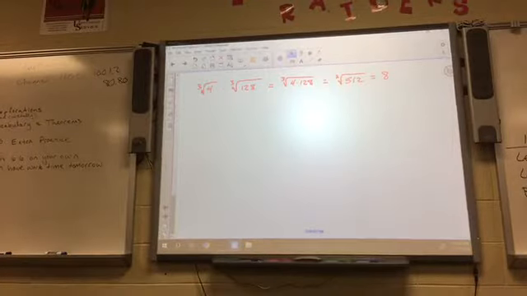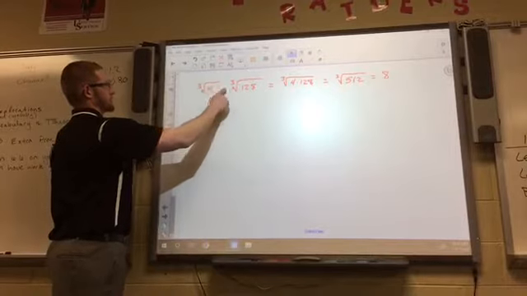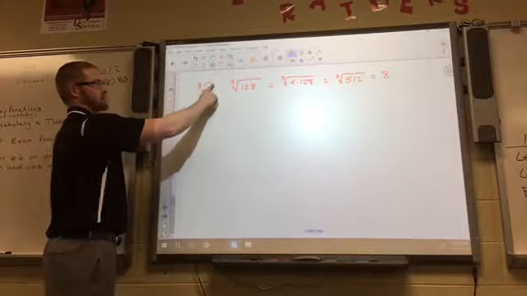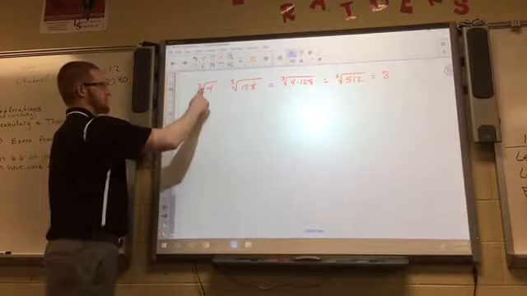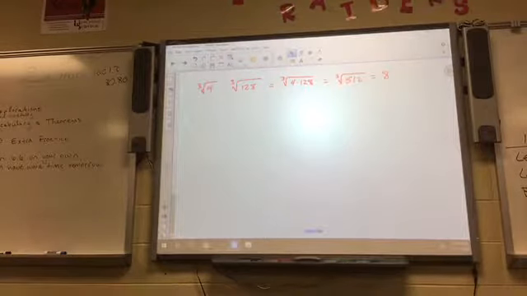Could you have done it the cube root of 4 times the cube root of this? Yeah. But the cube root of 4 is going to be a decimal, right? Yeah. So if you end up rounding that, you will not get your whole number of 8. So if we can get those numbers combined underneath one radical, then we can come out with our whole number answer.